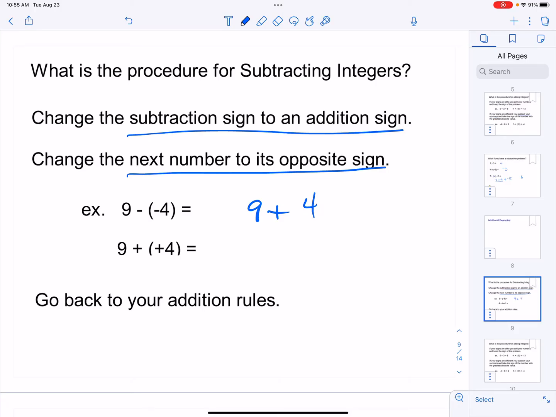And then we go back to the addition rules because our problem is now addition. Okay, so let's look at just a couple more examples real quick to make sure that we understand what we're doing. Okay, so here is our first additional example. We're going to do 12 minus 8.